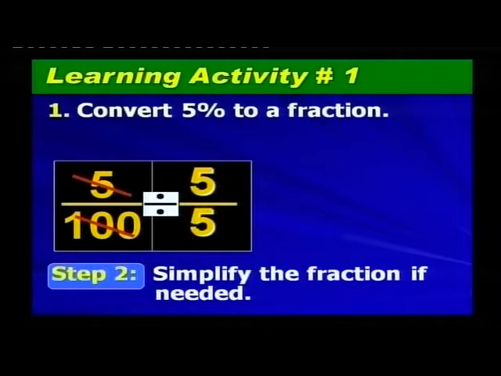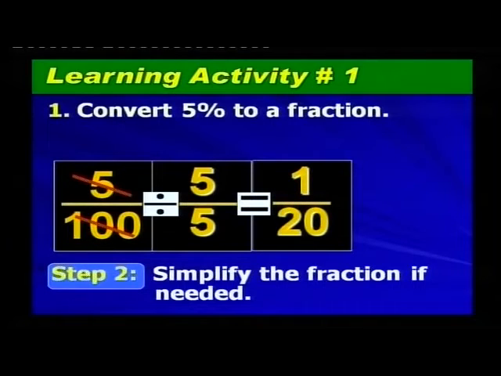Okay, we divide by 5 on both sides. And your final answer would be 1 over 20, because when you multiply 5 times 20, it will give you 100. 5 times 1 will give you 5. So your simplified fraction would be 1 over 20.